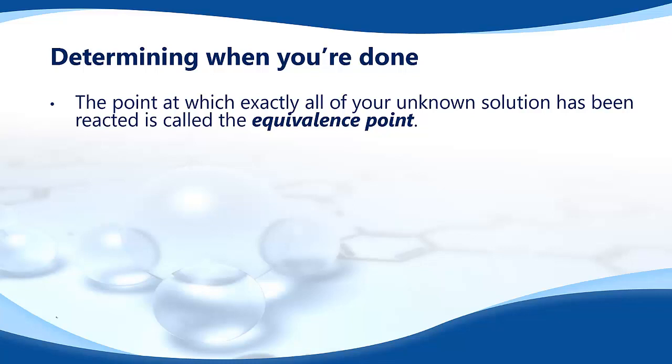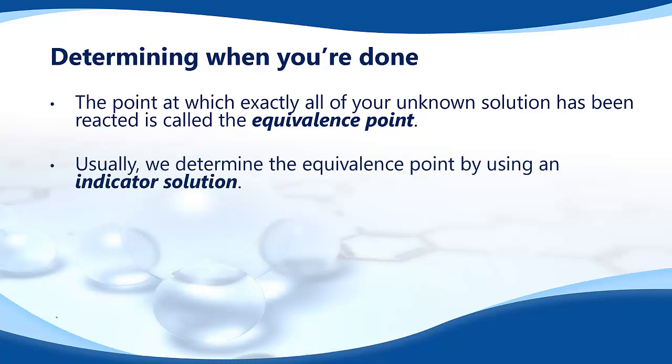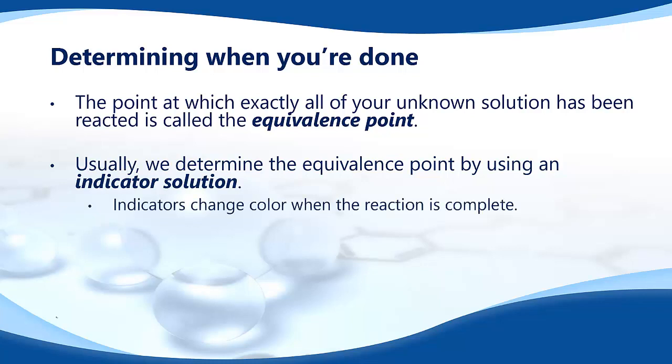Right, and the way that we determine equivalence points, there are a couple of different ways you can go about this. The most common way is to use what's called an indicator. An indicator is a solution that changes color when you get to the equivalence point. So when the reaction is complete, you get a color change.